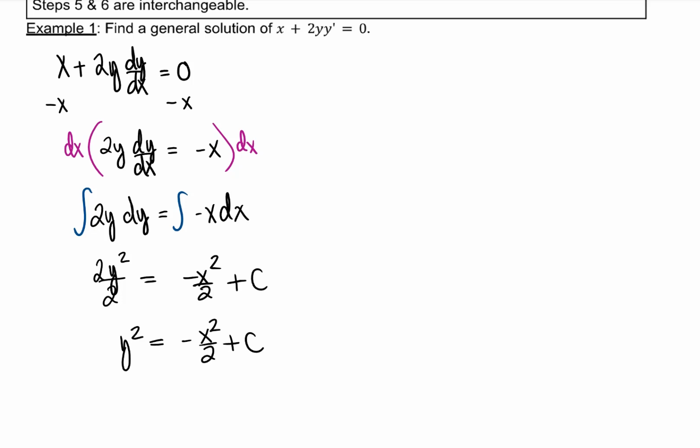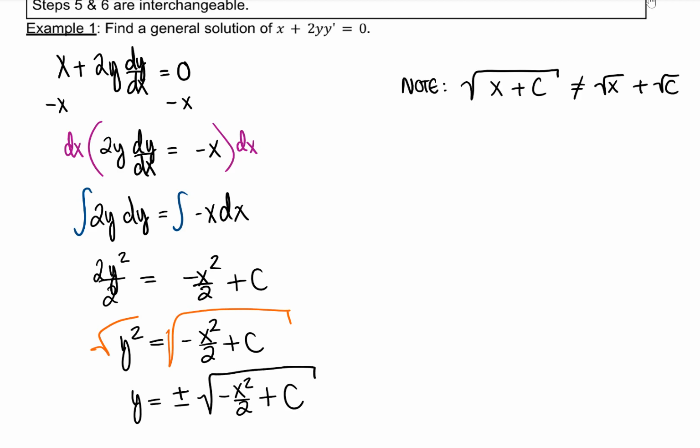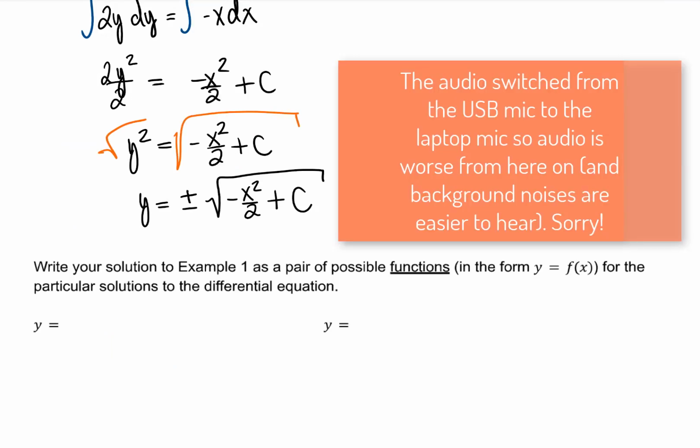And now we're going to solve for y. Notice that the square root of a sum is not the sum of those two square roots, so our c does need to be under the square root. To write your solution as a pair of possible functions, we will separate that. One will be positive square root of negative x squared over 2 plus c, and one of those will be negative.